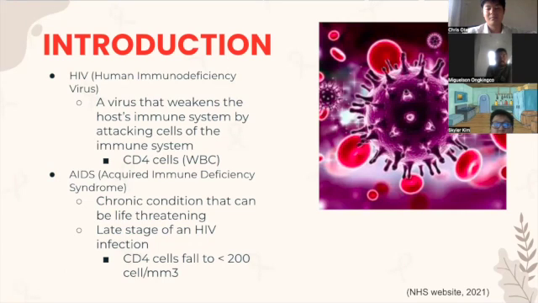This is a chronic, life-threatening condition, and like I said, it's the late stage, where CD4 cells fall to less than 200 cells. Overall, AIDS is the name used to describe a number of potentially life-threatening infections and illnesses that happen when your immune system has been severely damaged by the HIV virus.